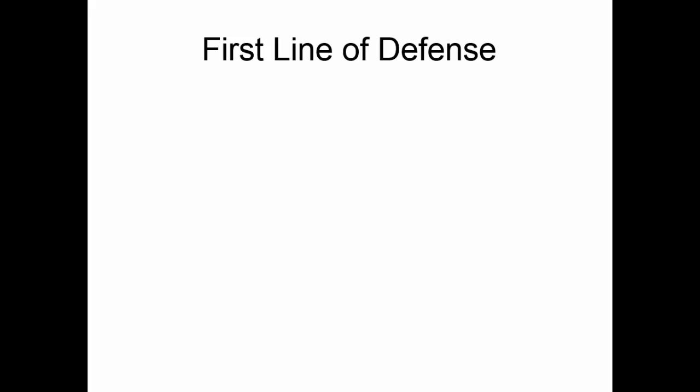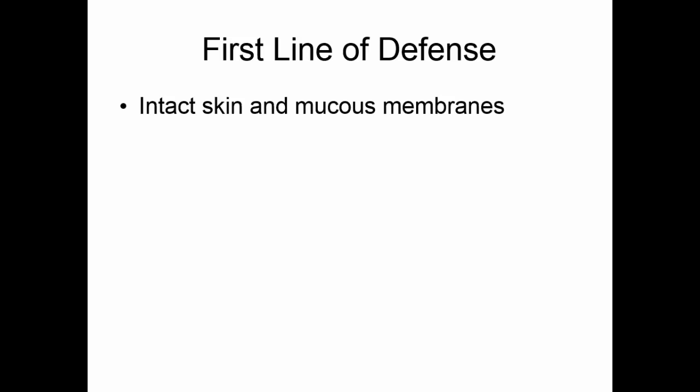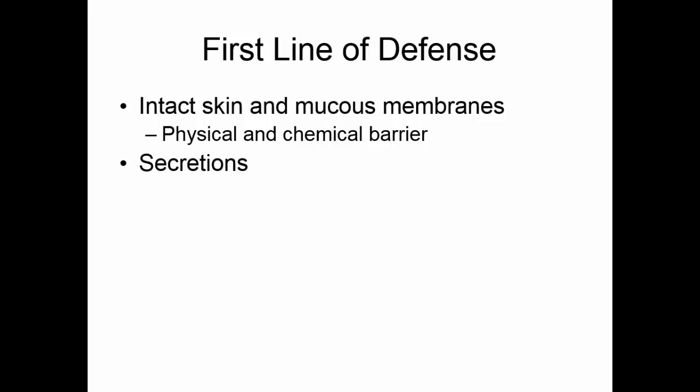Your first line of defense is your intact skin and mucous membranes. These provide both a physical and a chemical barrier. Certainly, as long as your skin and mucous membranes are intact, nothing can penetrate them. But both manufacture secretions that help protect you further from bacterial invasion.